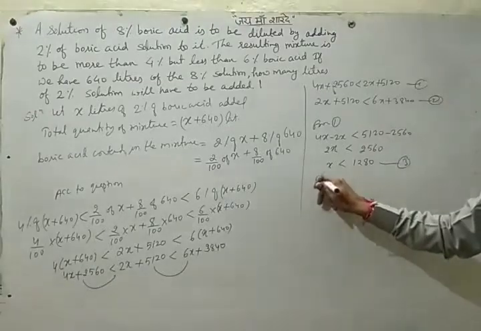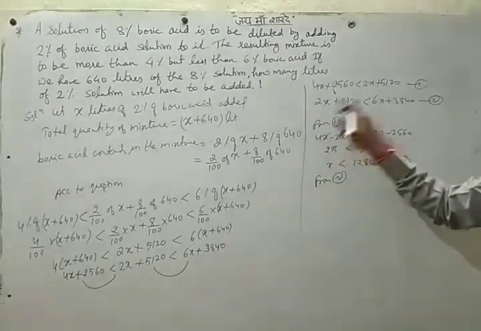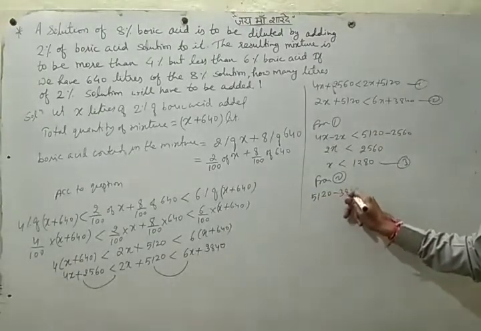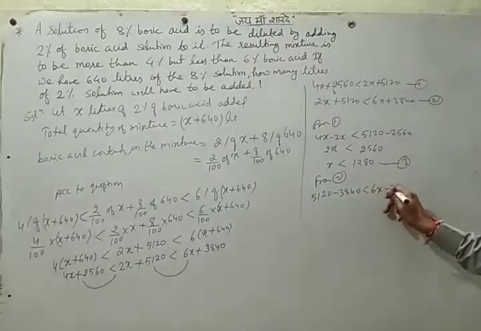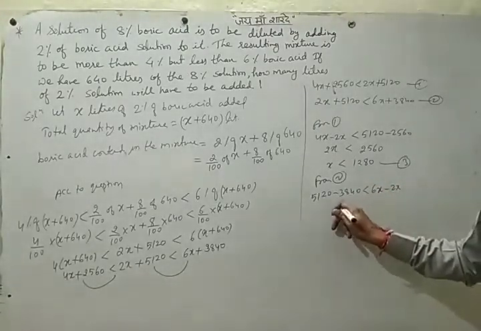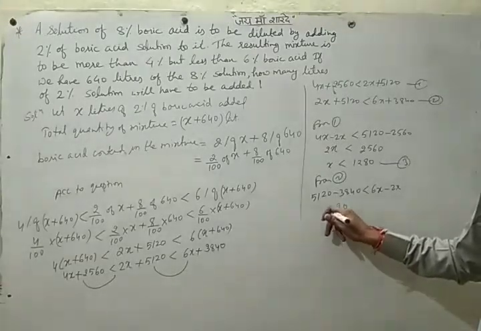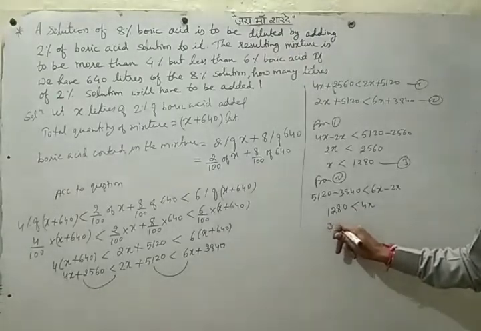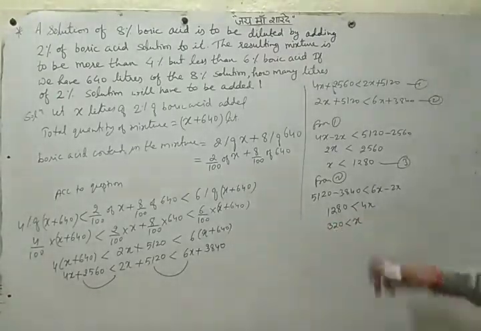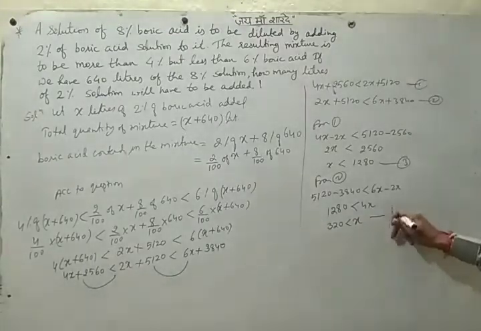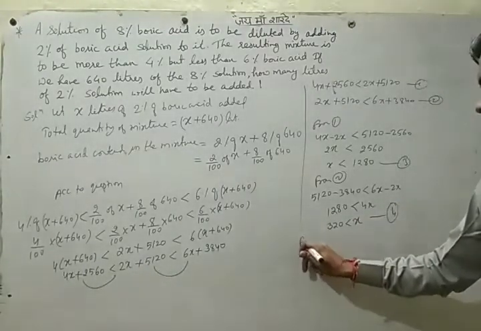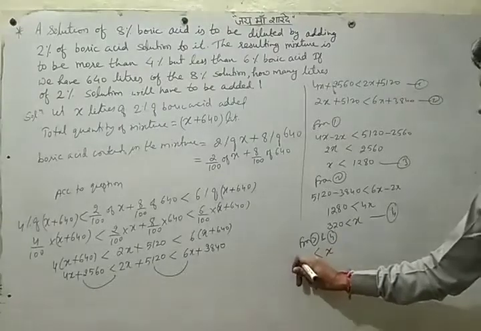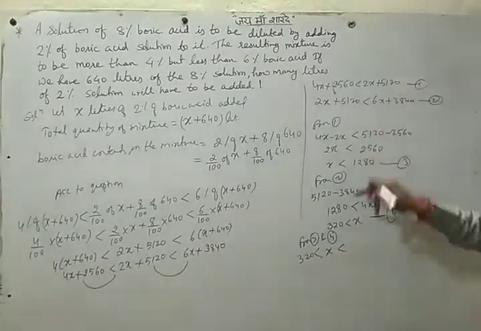Then from second, 2x to this side and 3840 this side. So 5120 minus 3840 is less than 6x minus 2x. So 1280 is less than 4x. So divided by 4, we get 320. So from the third and fourth, x is more than 320 and less than 1280.